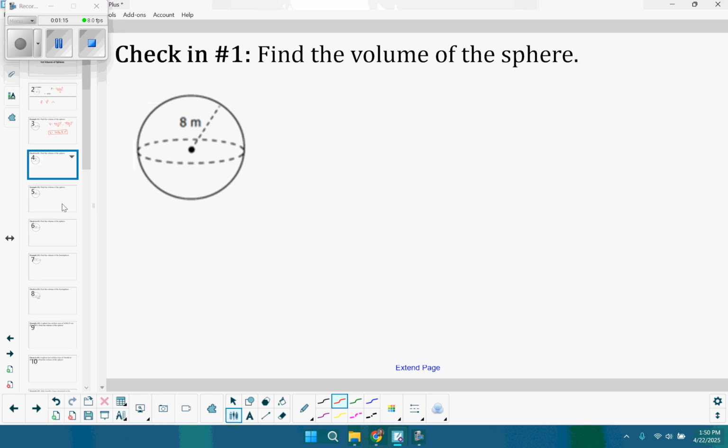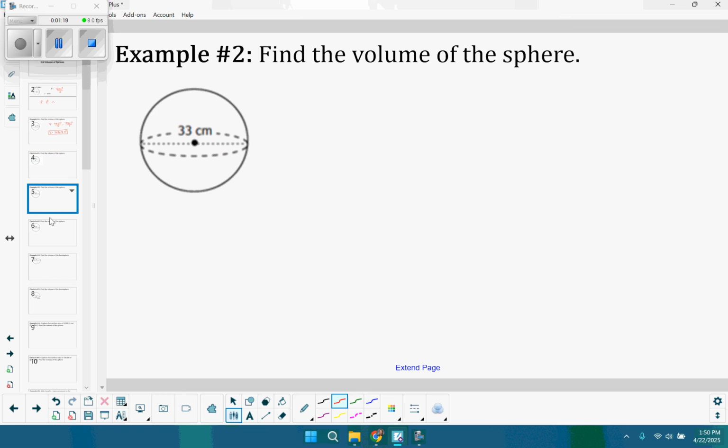Here's a check-in for you to try. Pause. Answers are posted on Google Classroom. For example 2, we have another sphere, but this time we have the diameter instead of the radius. So I'm going to divide this 33 in half. And I know it's the diameter because they drew the line all the way across. So my radius is really 16.5.